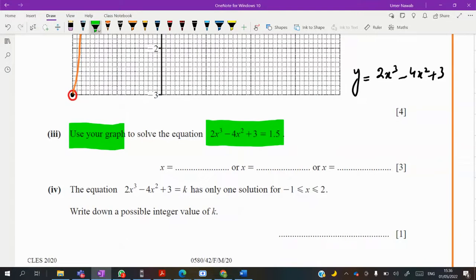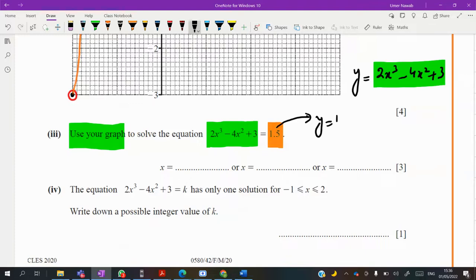So, guys, you can see this equation of a graph is matching with the left hand side of the equation which you want to solve. Wow. So what is on the right hand side? You have on the right hand side 1.5, which is basically which equation? A horizontal line, which is y equals 1.5.